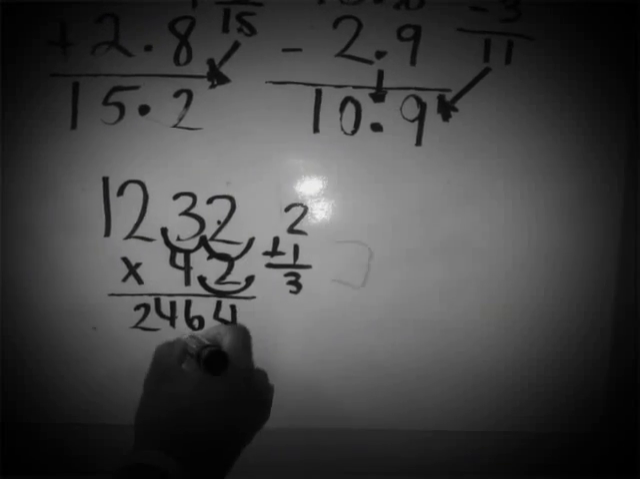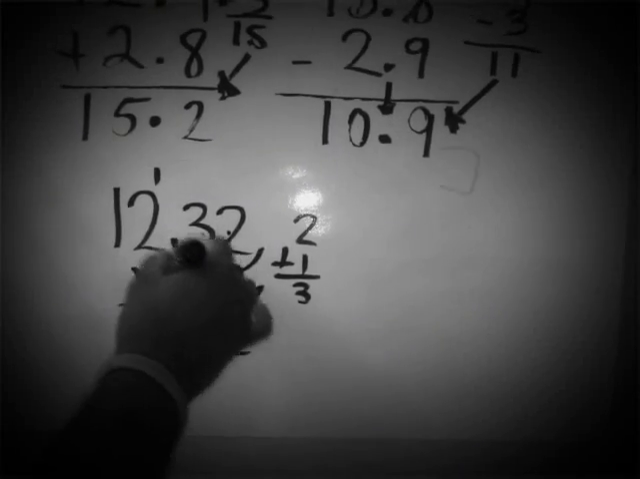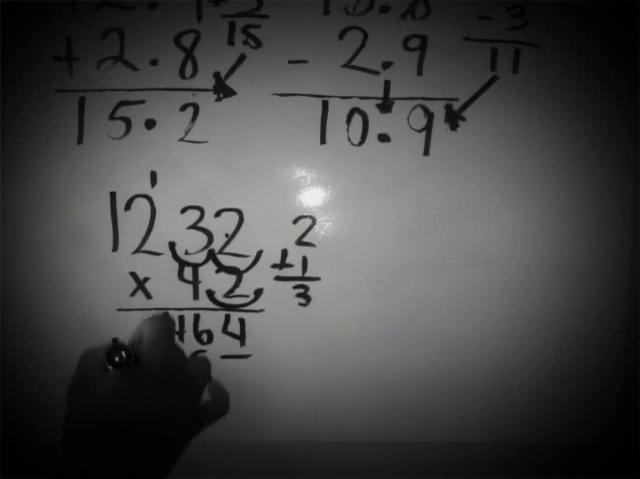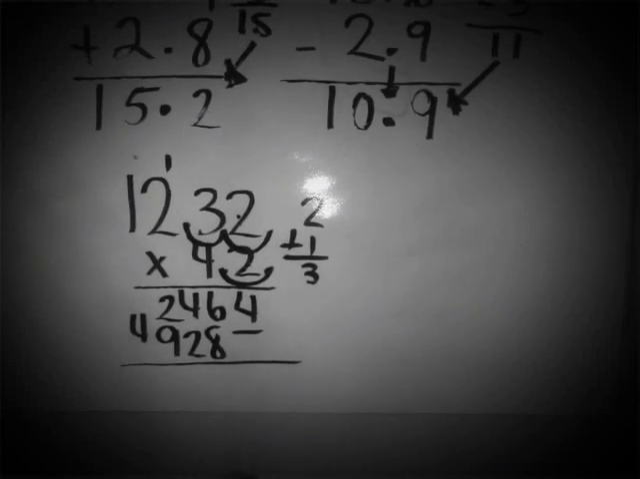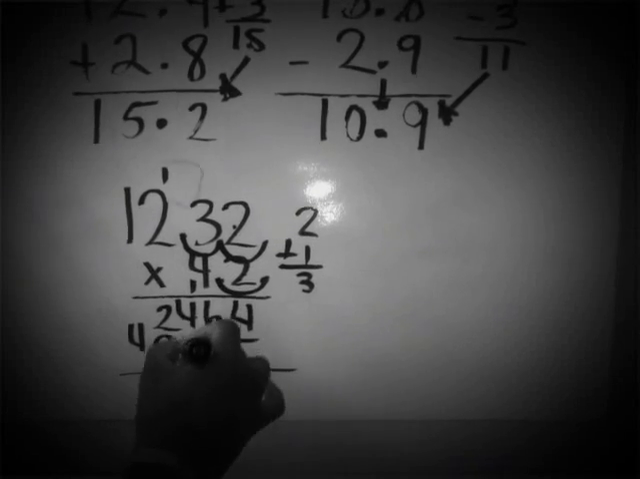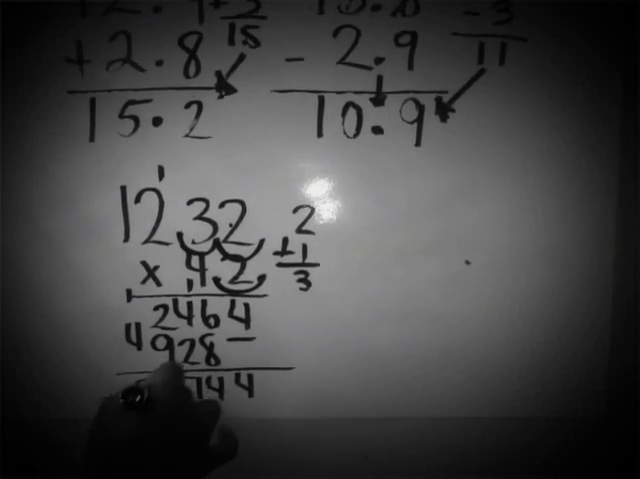4 times 2 is 8. 4 times 3 is 12. 2 carry the 1. 4 times 2 again is 8, plus 1 is 9. And then 4 times 1 is 4. Go ahead and add this and get your outcome. We have 4, 14 carry, 6, 7, 11 carry, 5.